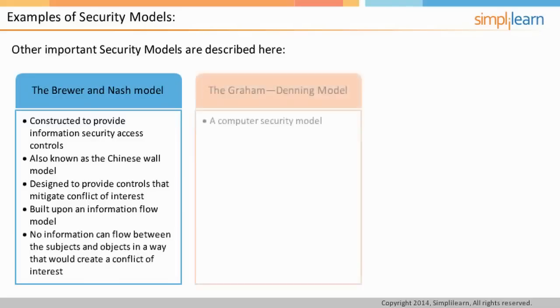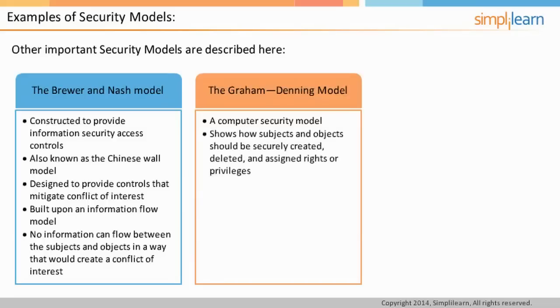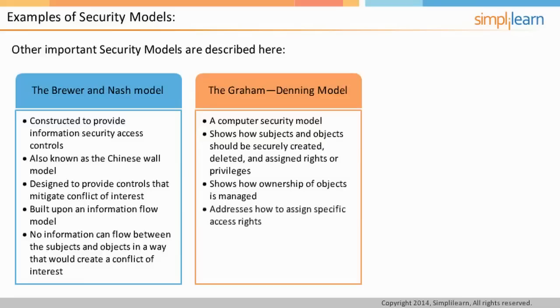The Graham-Denning model is a computer security model that shows how subjects and objects should be securely created, deleted, assigned rights or privileges, and how ownership of objects is managed. It also addresses how to assign specific access rights. This model is mainly used in access control mechanisms for distributed systems.